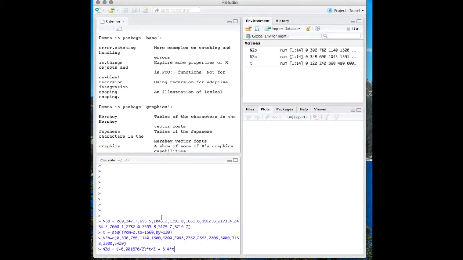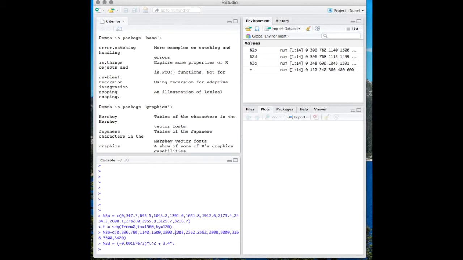Okay, so here is my negative 0.001676 over 2, and then I put that in parentheses so that I can multiply that by t squared, and R does squared just like you kind of expect with this caret and a 2, and then plus 3.4 times t. And whenever we have times, we always use a star. Okay, so if I hit enter, it took all of the values in t, put them through my function that I just defined, and put them into N2D. So here I get exactly what I want.